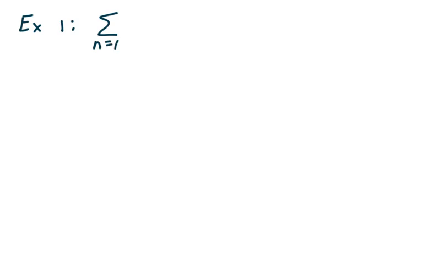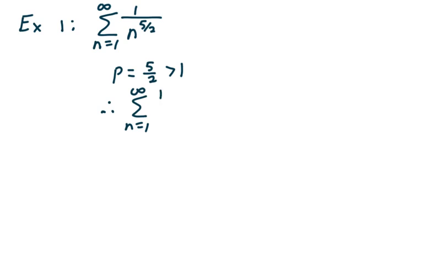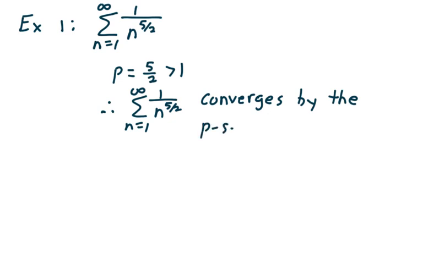If I give the summation from n equal 1 to infinity of 1 over n to the 5 halves, doesn't matter, right? This is all you have to say. P equals 5 halves, which is greater than 1. Therefore, the summation from n equal 1 to infinity of 1 over n to the 5 halves converges by the p-series test. Or converges by p-series. That's fine. That's it.